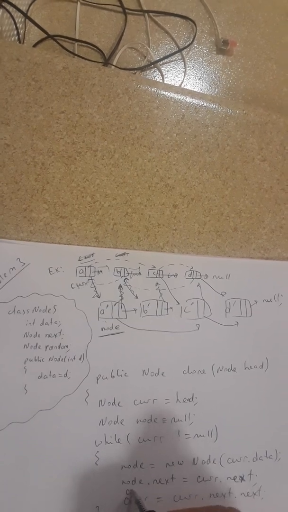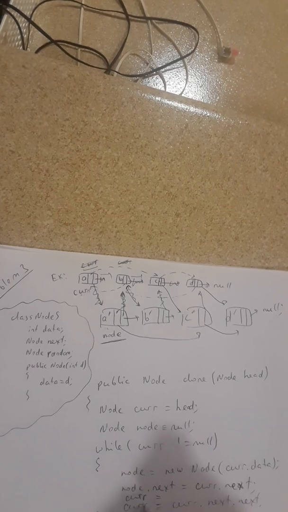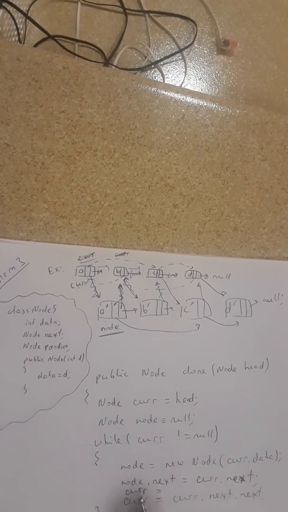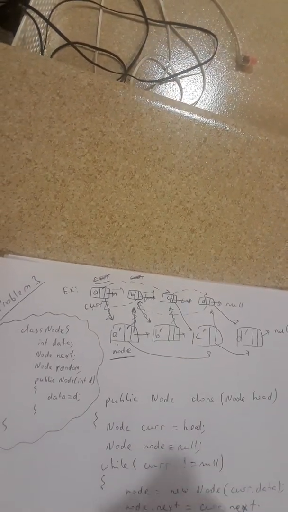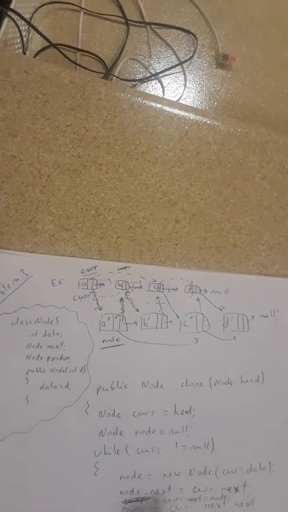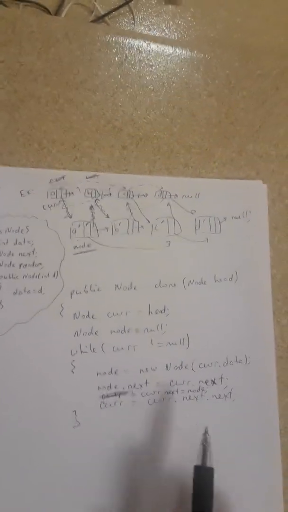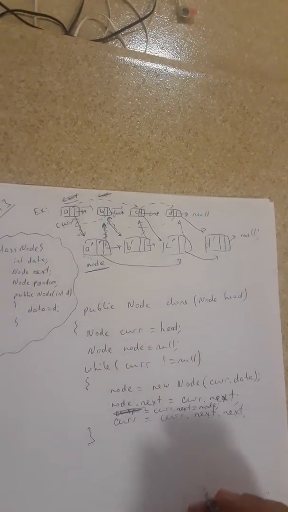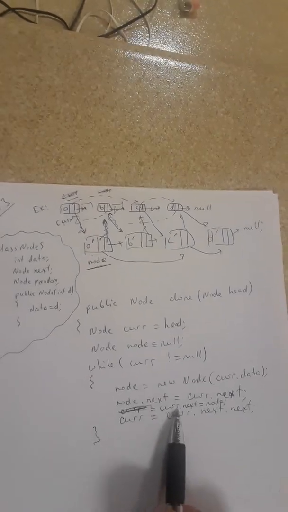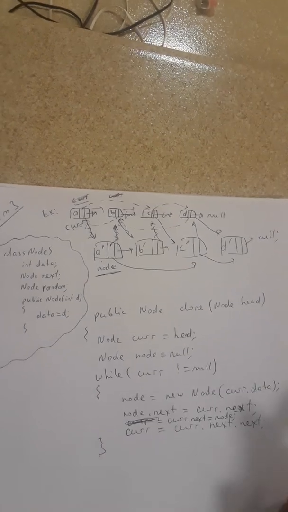So before that I also need to change the pointer of current next, like current next pointing to the node itself, and after that I will move my current to the next node of the original linked list. So basically here I'm just creating the new cloned nodes.